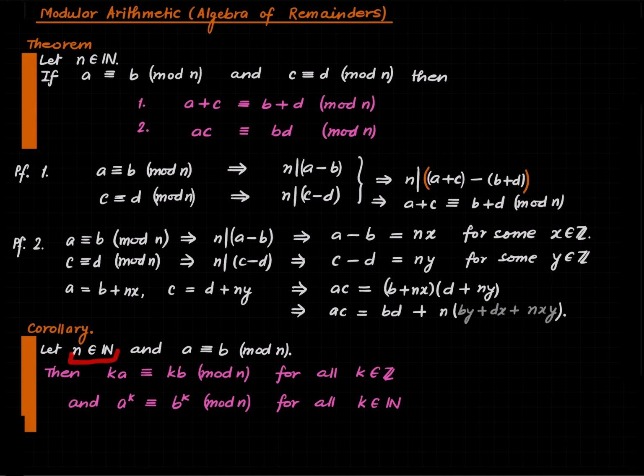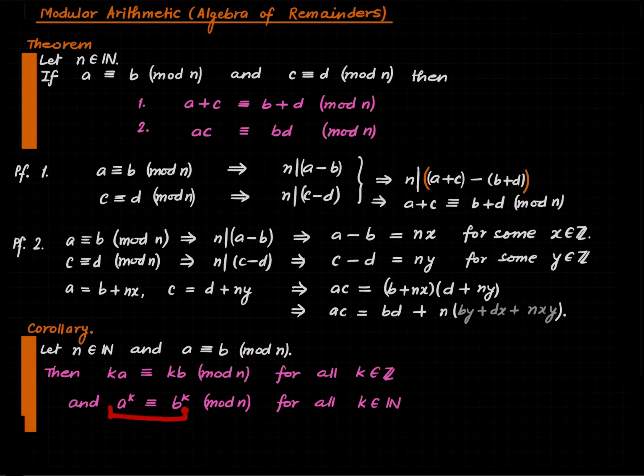Again, suppose we have some natural number n and two integers a and b are congruent modulo n, then you can scale both sides just like in usual equations by whatever integer you like. You are not going to be scaling with non-integers. Here this whole game is about integers. So you can scale both sides with any integer you like and still the congruence will be preserved.